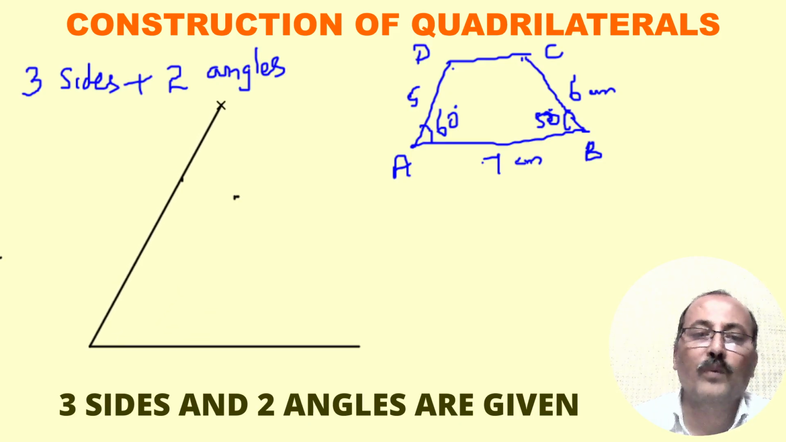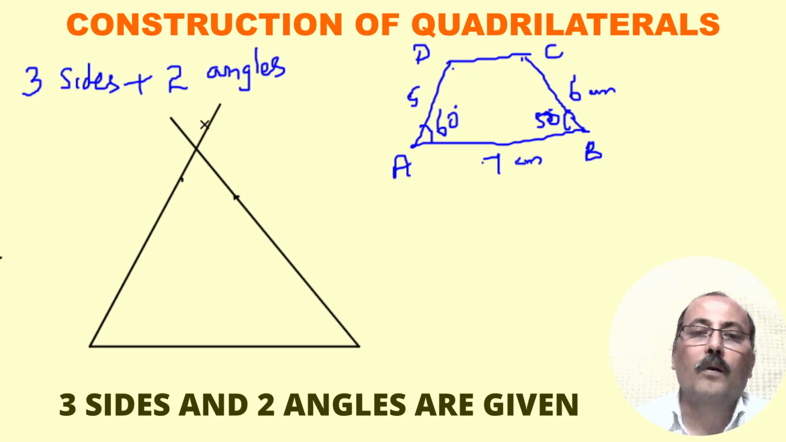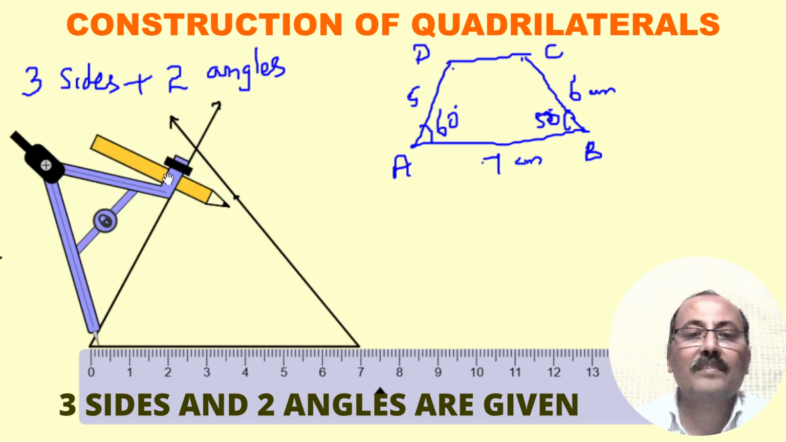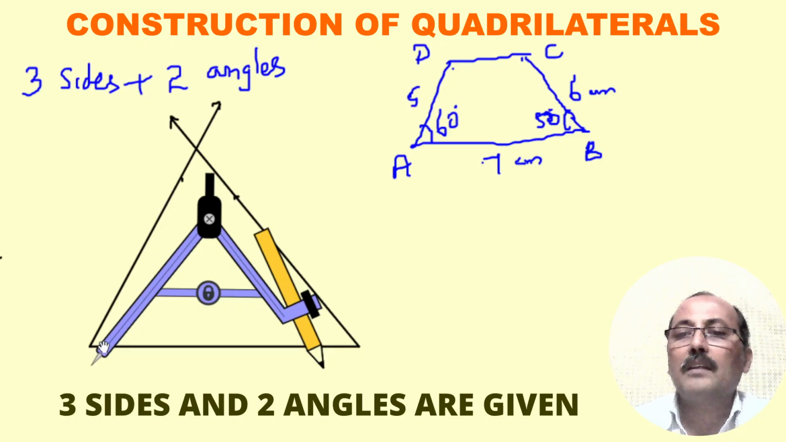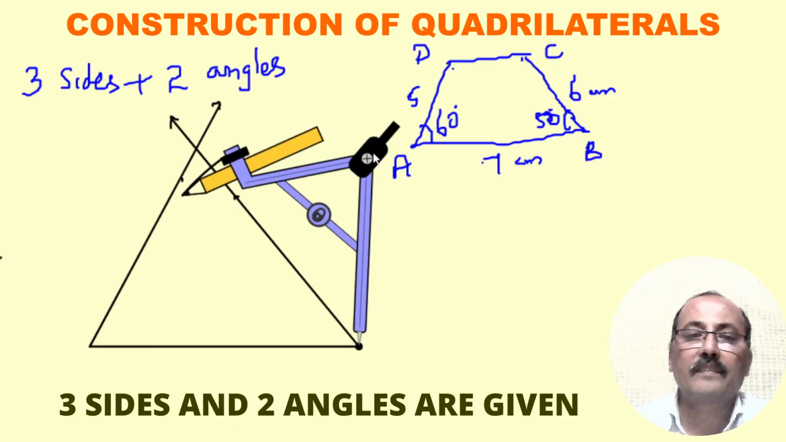Draw a ray through this one and a ray through this one also. Okay, now both rays are drawn, but they are intersecting, sir. Don't worry about it intersecting. Now with B as center, draw an arc of 6 centimeter. We have to take the compass and take 6 centimeter. Now it is 6 centimeter and you keep it at B and draw the arc. Yes, I have drawn an arc with 6 centimeter.